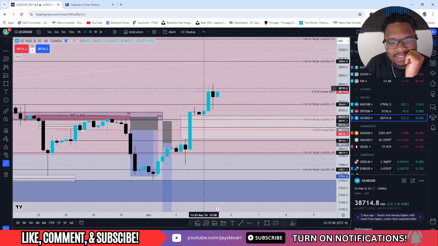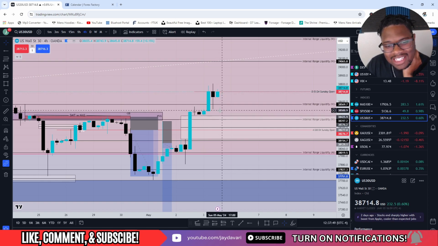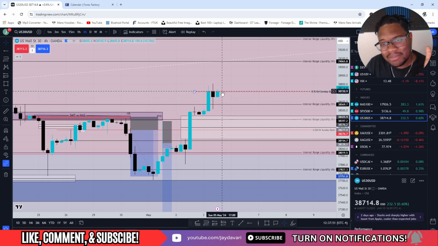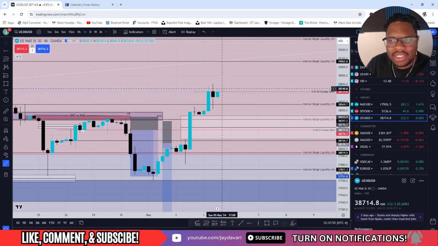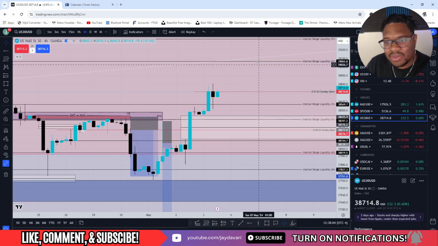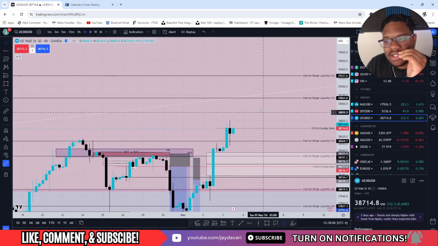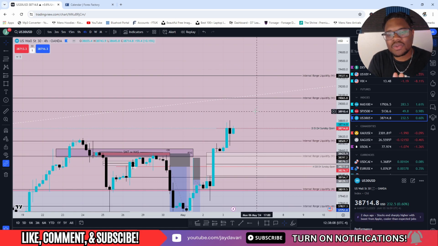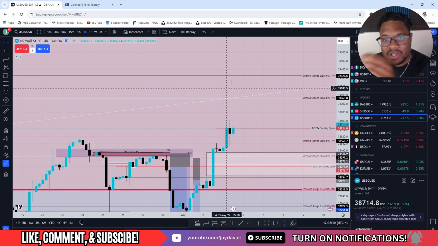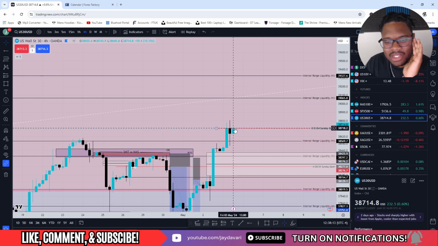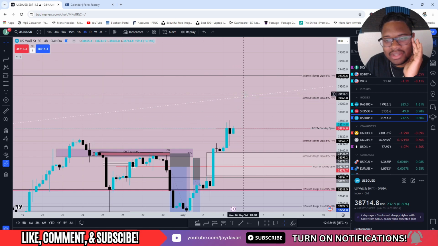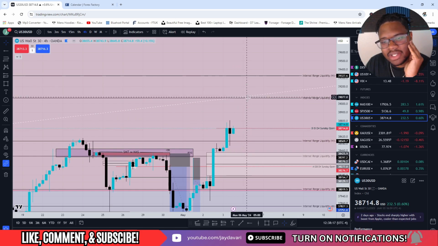So if this doesn't exactly happen how I want to see it happen, because like on Sunday we could just go ahead and open up and head higher right here, and if we open up on Sunday and then Monday we trade higher and we actually reach for this internal range liquidity pool on Monday, I'm immediately shifting my bias to bearish, especially if we trade higher and hit the internal range liquidity pool right here.